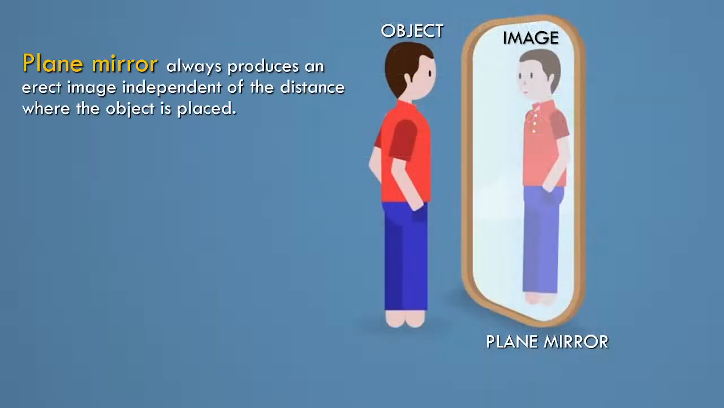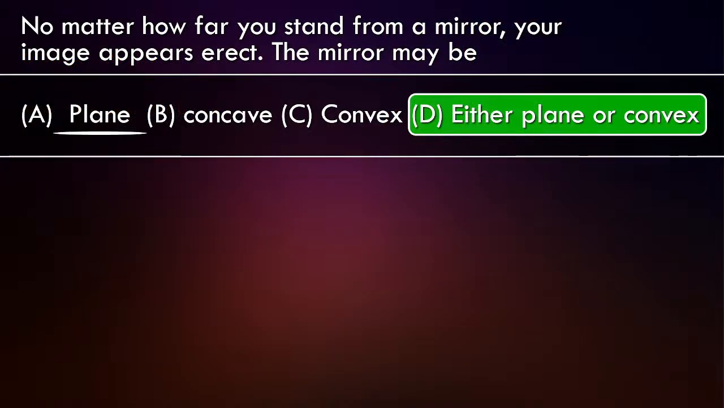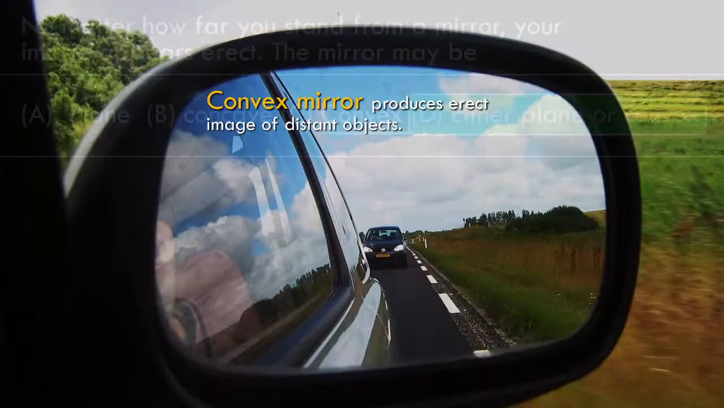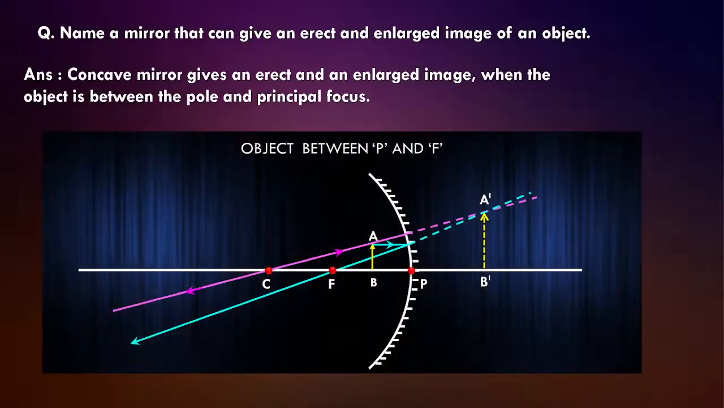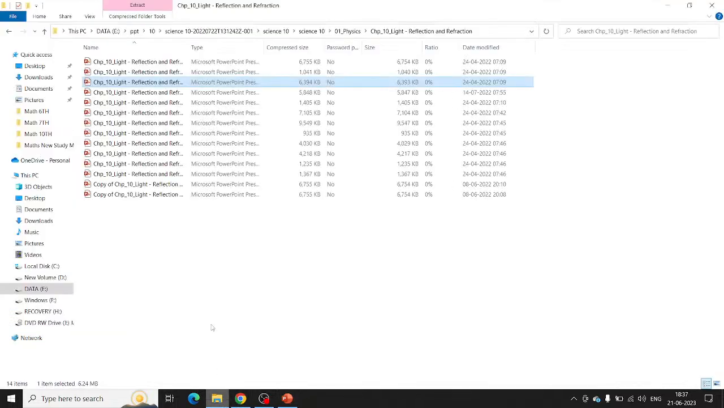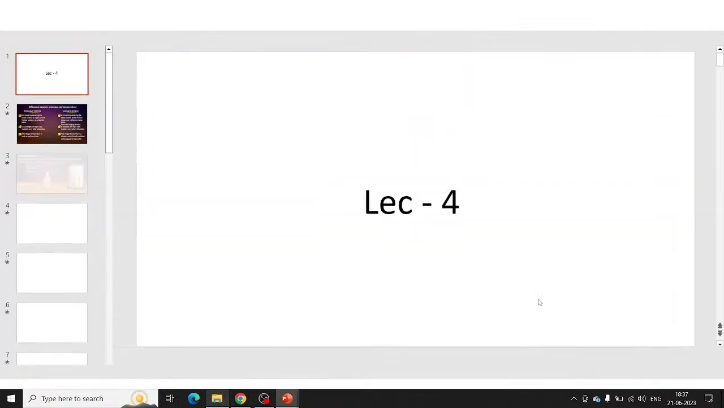Okay, now try to answer this. Object, image, plane mirror. A plane mirror always produces an erect image, independent of the distance where the object is placed. Okay, that is the answer. These are all questions and answers. We'll do this later. समझ में आ रहा है convex mirror का? Okay, so this is the idea behind the convex mirror.